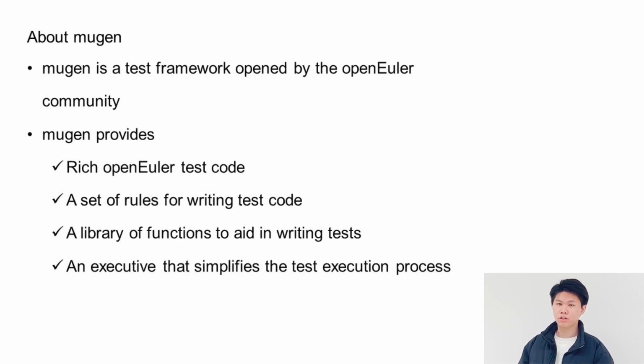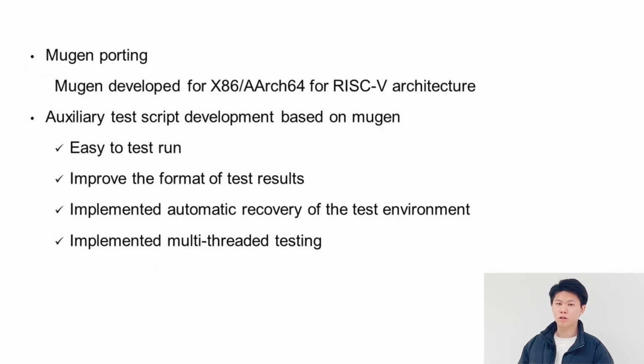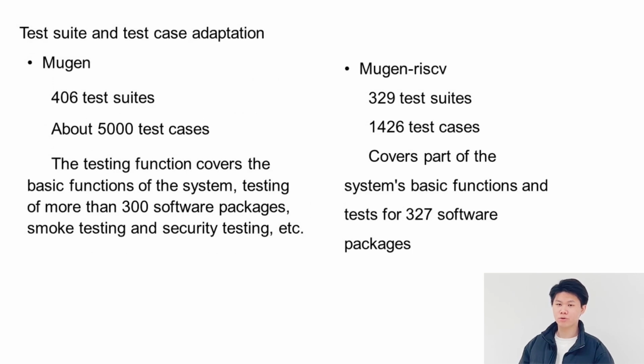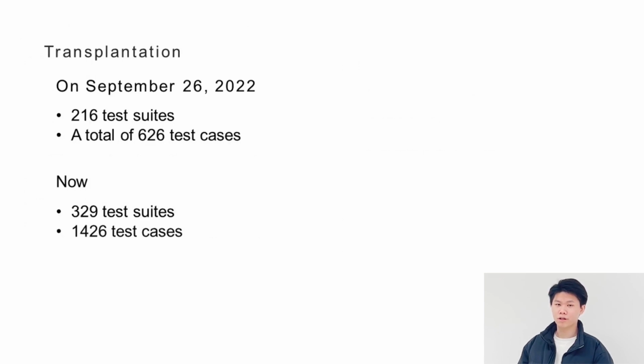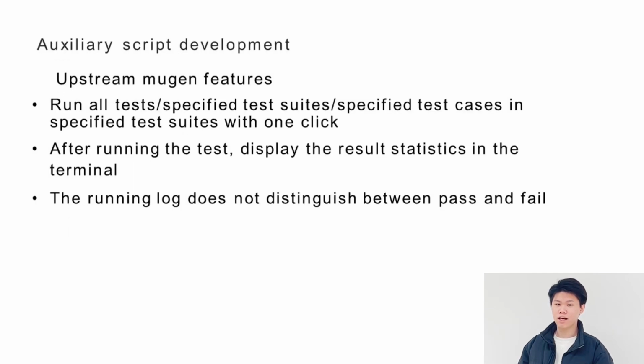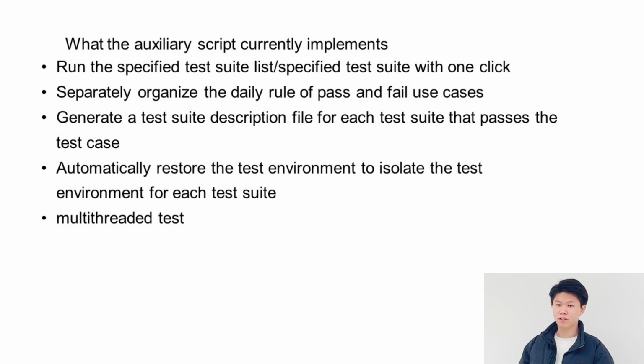Since Mugen was initially only available for openEuler, we ported Mugen to openEuler RISC-V last August. After our porting work, Mugen RISC-V now has 329 test suites with a total of 1,426 test cases. In addition to the increase in the number of test cases, we also wrote auxiliary scripts to help us further analyze the test results. Compared with the upstream Mugen, many new functions have been added, such as sorting the logs of passing and failing use cases separately, automatically restoring the test environment, and isolating the test environment of each test suite.